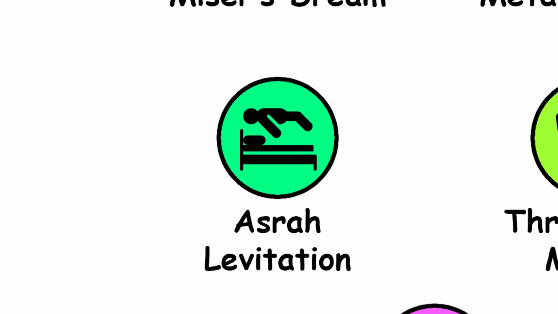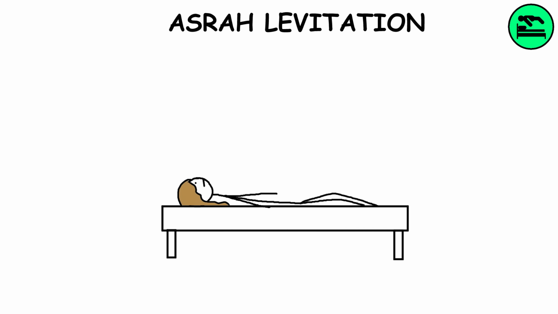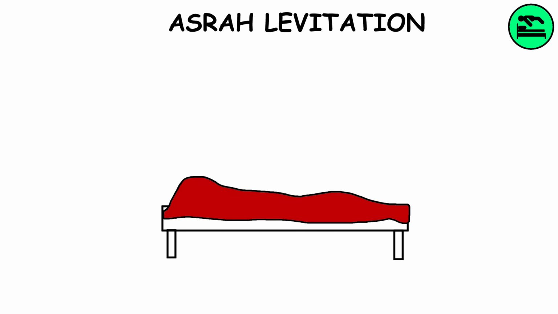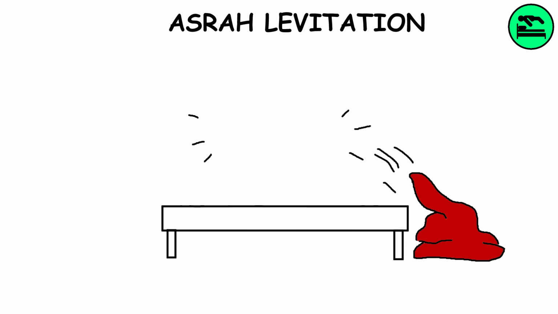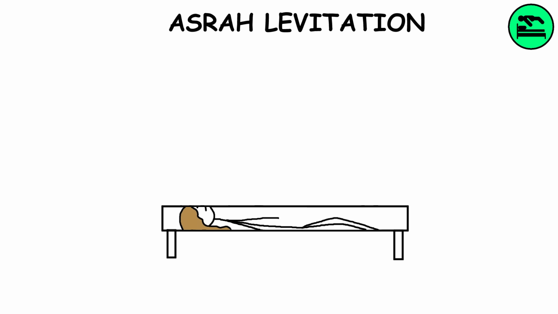Asrah levitation. The assistant first lies on a bench, which is then covered by a cloth. The assistant suddenly starts rising and levitating in the air, and then disappears when the cloth is removed. This is done by hiding the assistant in a secret part of the bench which uses spandex flaps, making it extra fast for her to hide in it.